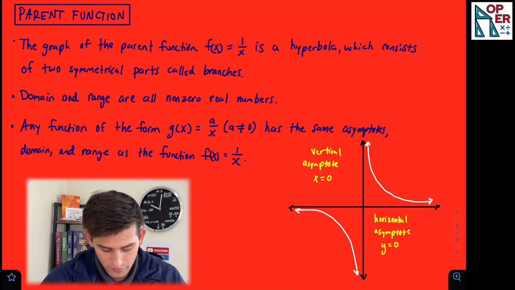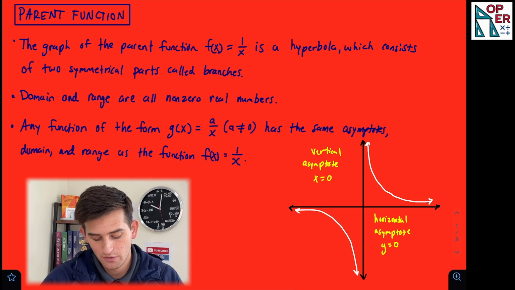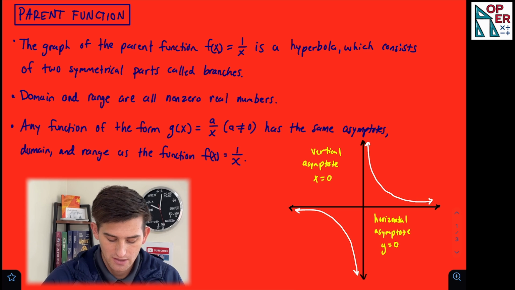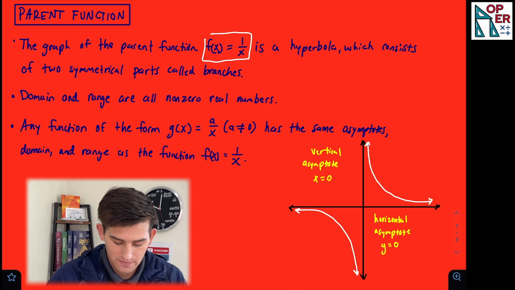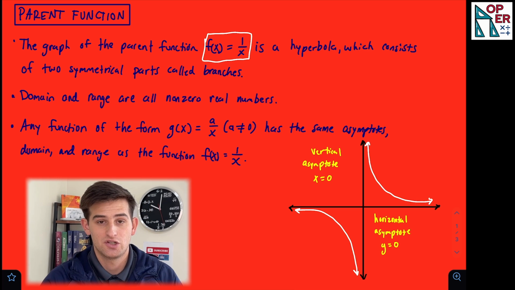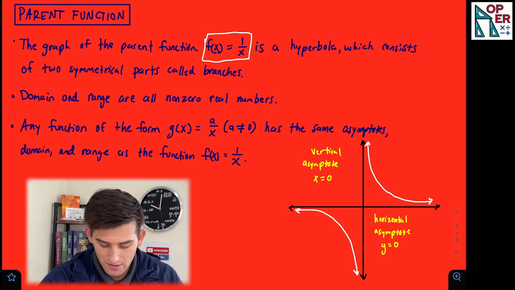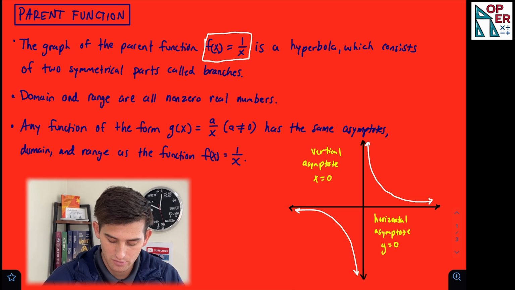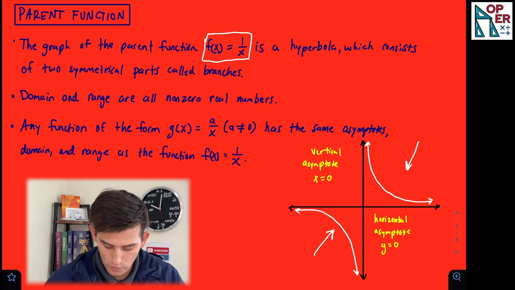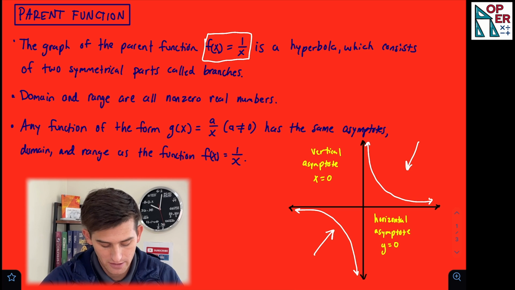So the parent function for a rational function, it says the graph of the parent function f of x equals 1 over x. So that's our parent function. F of x equals 1 over x. And the shape of its graph is called a hyperbola. Right? So we got a parabola with quadratic functions, and now we have a hyperbola for rational functions. So it consists of two symmetrical parts, and these are called branches. So these are in white in our diagram here at the bottom right.